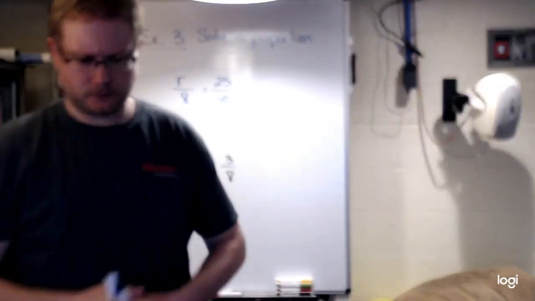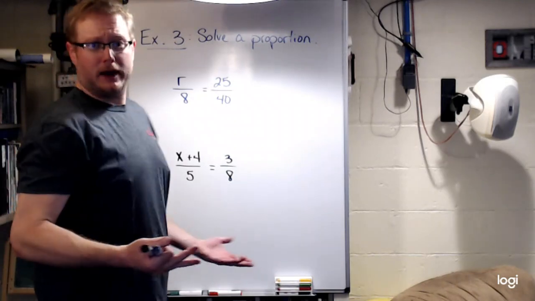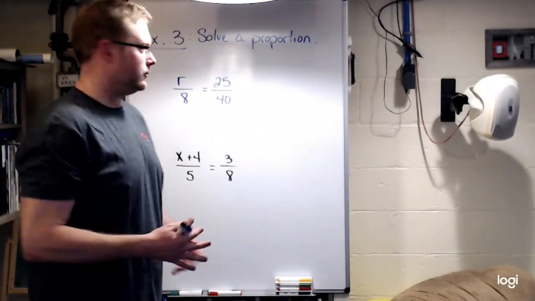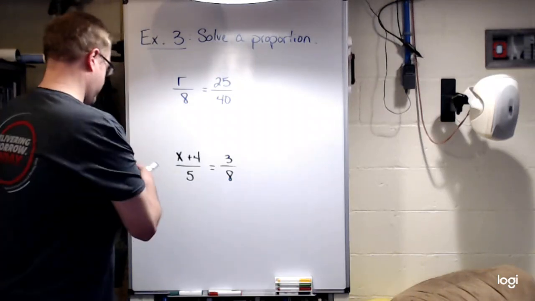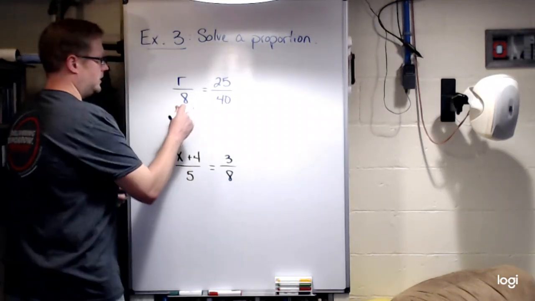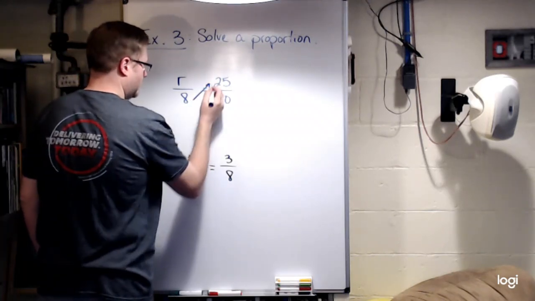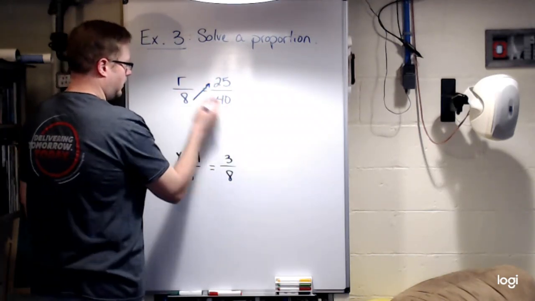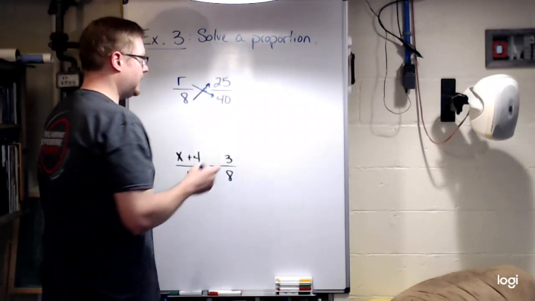All right, let me throw this back up here. Same idea that we just did, just two more problems. We're going to cross multiply. So it's going to be 8 times 25, and then we're going to have r times 40. So 8 times 25 is 200.